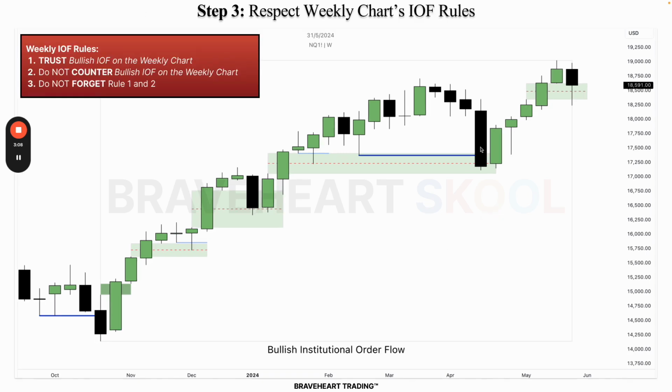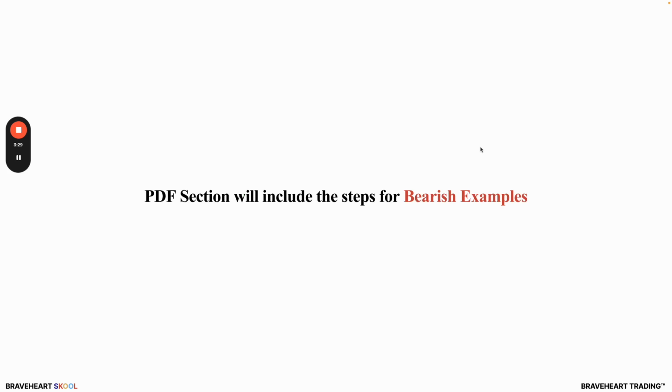And step three, respect the weekly chart's institutional order flow. So rule one is trust bullish institutional order flow on the weekly chart. Rule two is do not counter the bullish institutional order flow on the weekly chart. And step three is do not forget rule 1 and 2, because we are all human and we make mistakes. So try not to forget that. So I know we did the bullish examples, but bearish examples will be included in the PDF section.